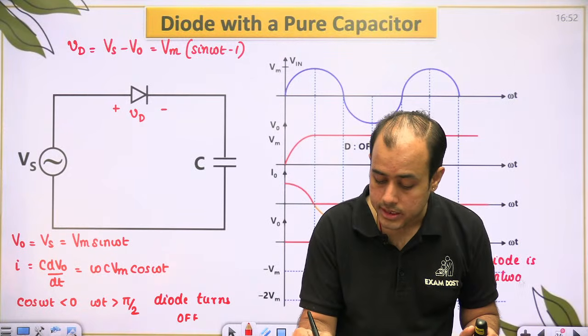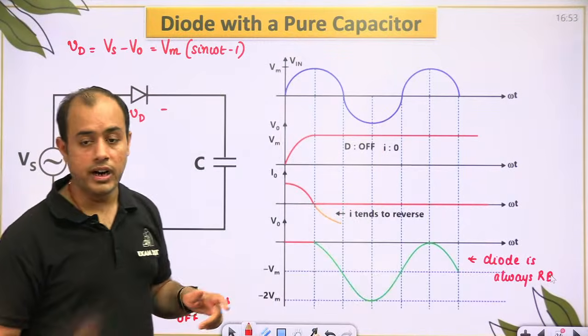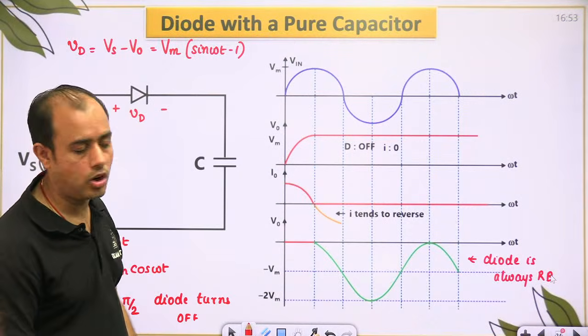डायोड हमेशा किस में चला गया? रिवर्स बायस में. कभी ऑन ही नहीं हो पाएगा. So once the capacitor charges to the peak voltage, diode will permanently be off.